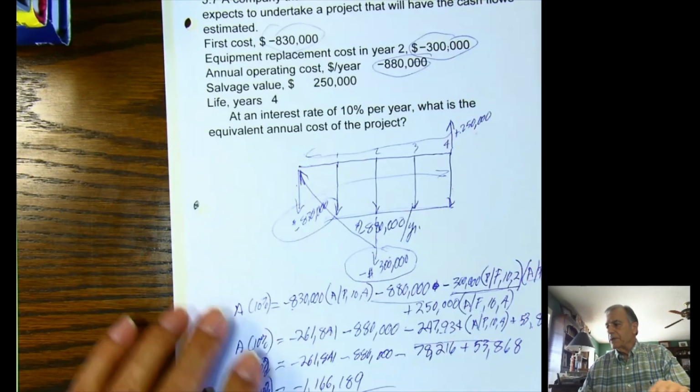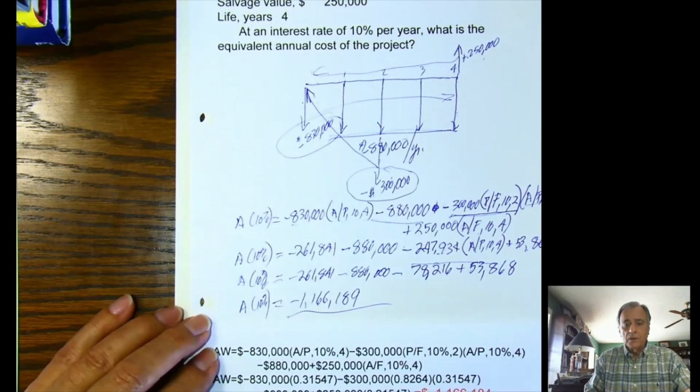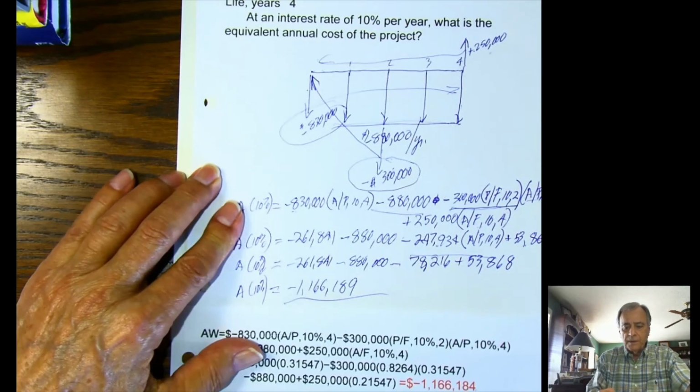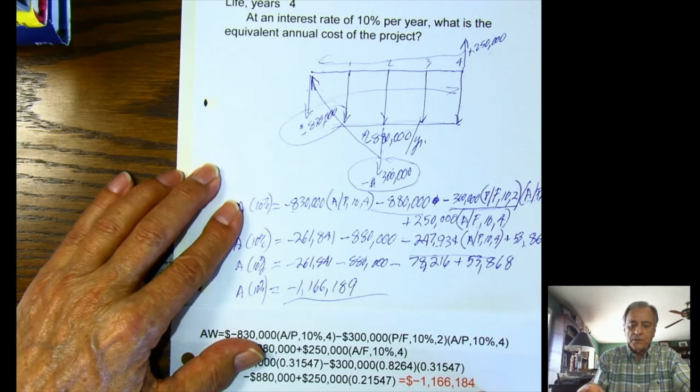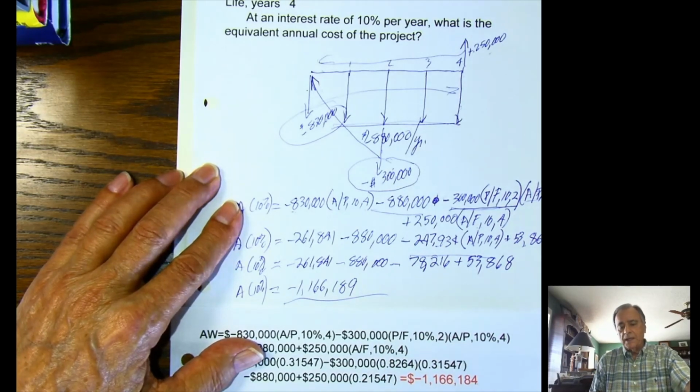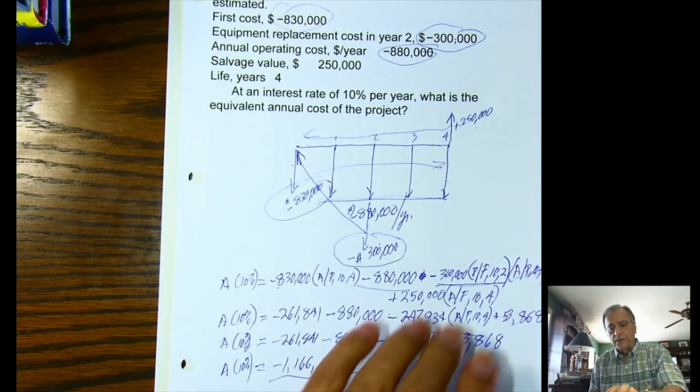The author's final answer is very close to that. It turns out to be very close, 1,166,184. So it's $5 difference. This is, again, because I use the app, he used the tables.